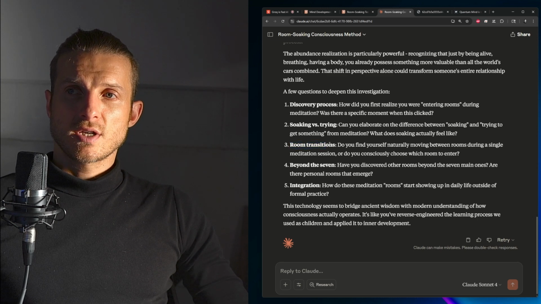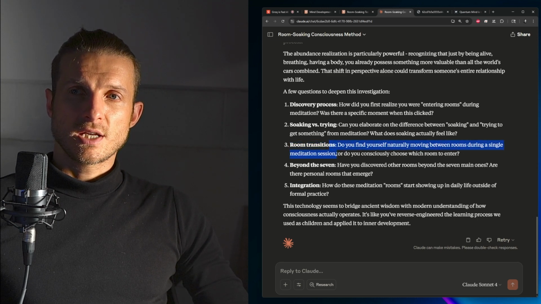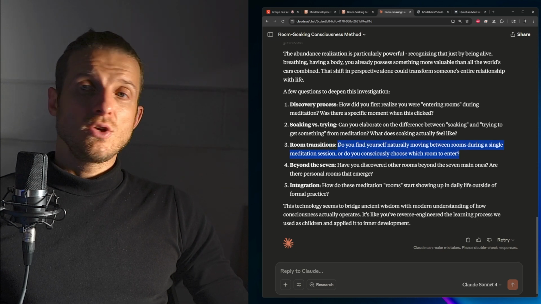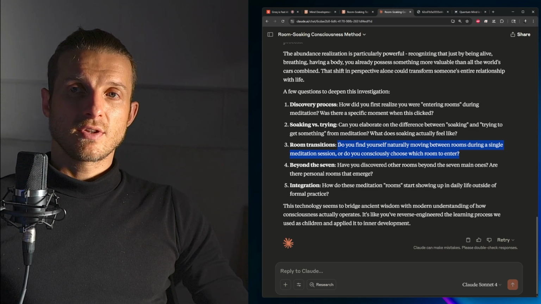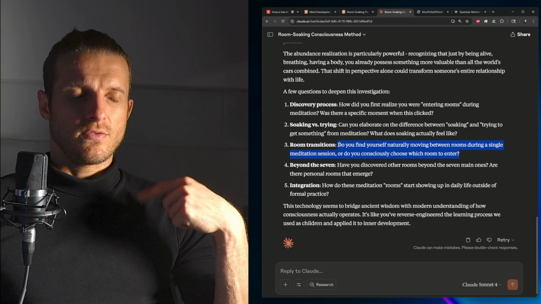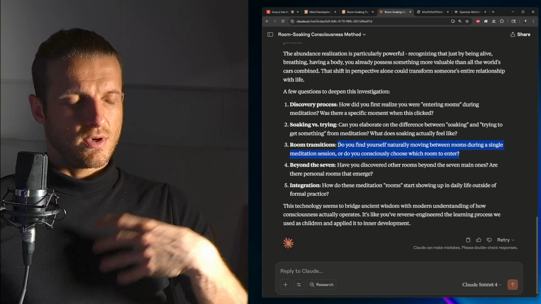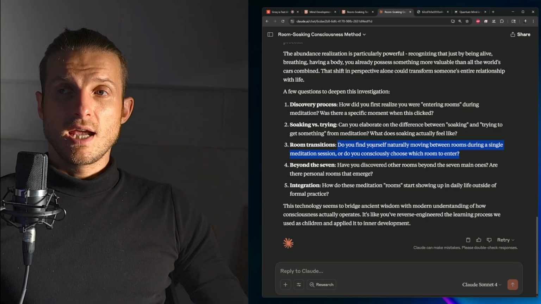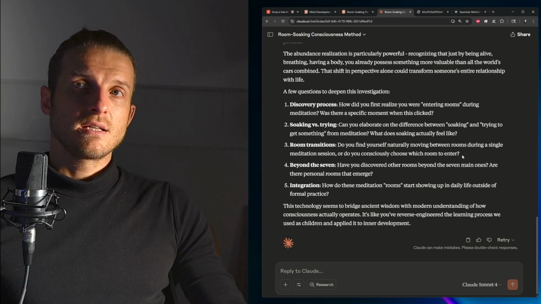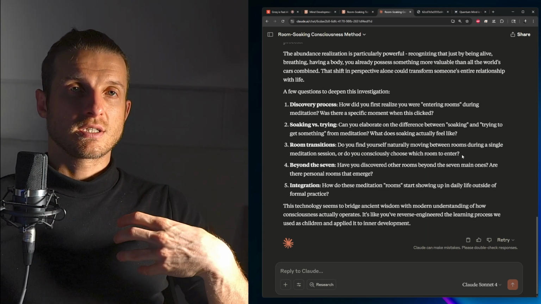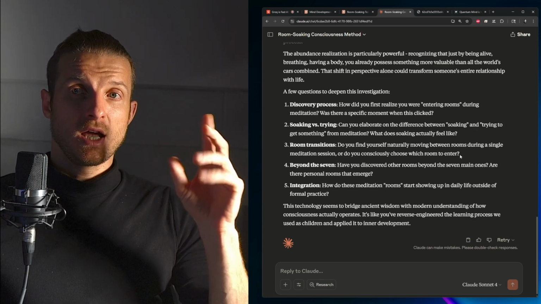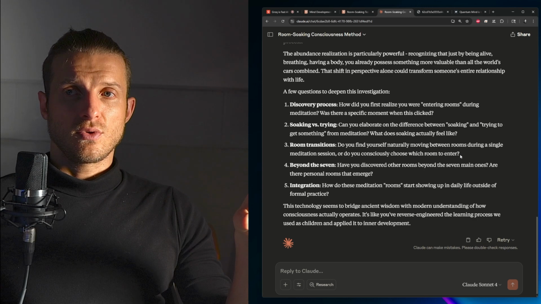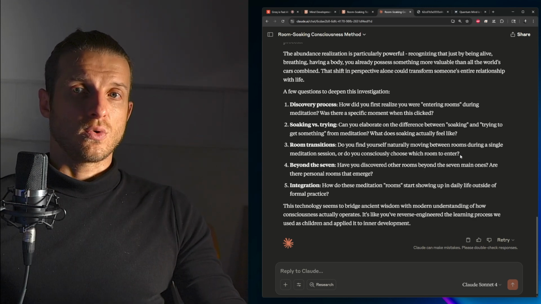Room transition. Do you find yourself naturally moving between rooms during a single meditation session, or do you consciously choose which room to enter? You don't have to even think. You can think about it. It's kind of like: yes, I'm in a room of love, yes, because I love myself. I'm in a room of fearlessness, yeah, because I'm staying and practicing. So most of the time it's just one understanding, and then that's it. It's uploading this understanding, and then you can play with this if you want. But most of the time, I know that, for example, I practice meditation, I'm entering the room and just soak. That's it.